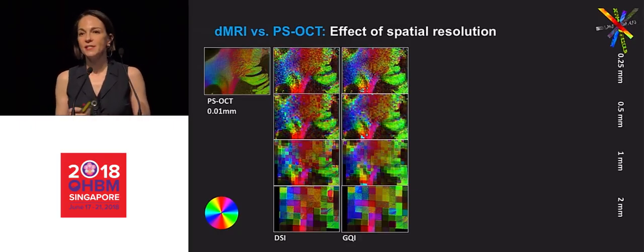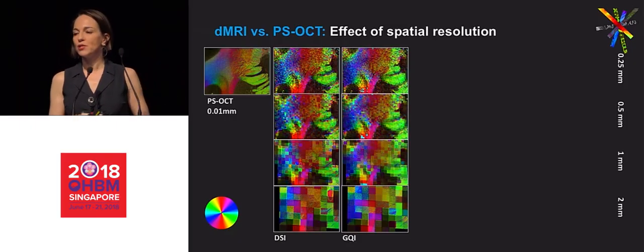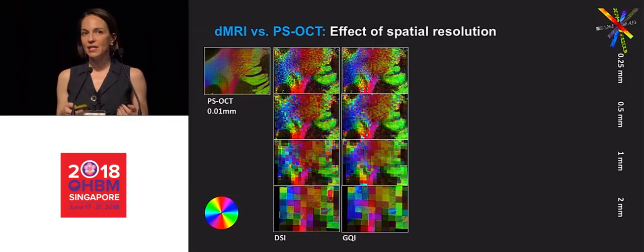Each column is a different diffusion analysis approach, and each row is a different level of spatial resolution, going from the native resolution of 250 microns at the top, and then downsampling to 0.5 and 1 and 2 millimeters. What I'm showing here is the results of the DSI and GQI reconstructions on the full grid data, and we see that we're doing a pretty good job recovering the colors that we see in the ground truth PS-OCT data.